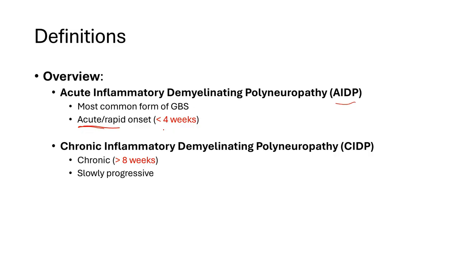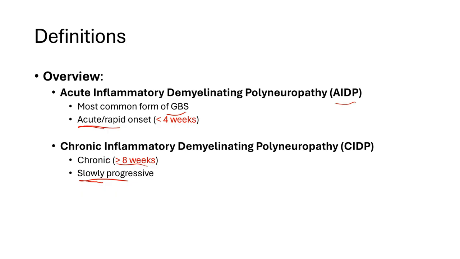The most common form of AIDP is going to be something known as GBS, aka Guillain-Barré Syndrome. Chronic inflammatory demyelinating polyneuropathy is typically going to be slow and progressive flaccid paralysis, which is typically going to be longer than 8 weeks until it reaches its plateau.